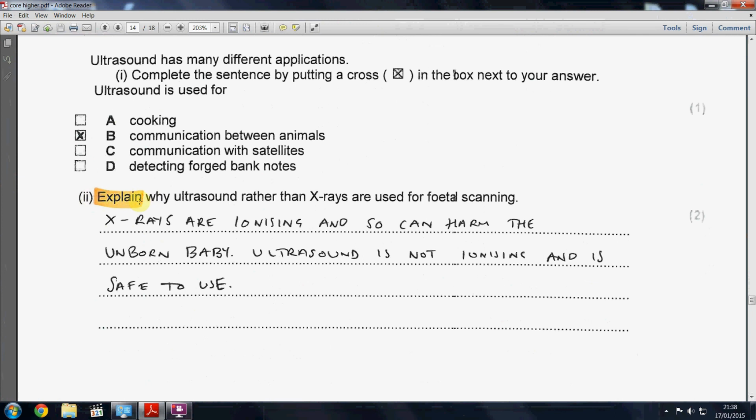It then asks us to explain why ultrasound rather than X-rays are used for fetal scanning. Hopefully you know that fetus means unborn baby. And the reason is pretty simple. X-rays are ionizing and so can harm the unborn baby. Ultrasound is not ionizing and therefore is safe to use. 2 marks.